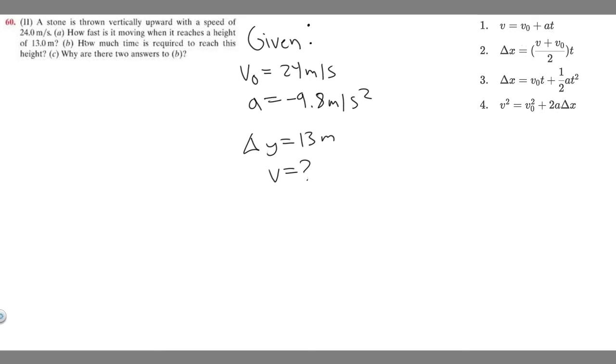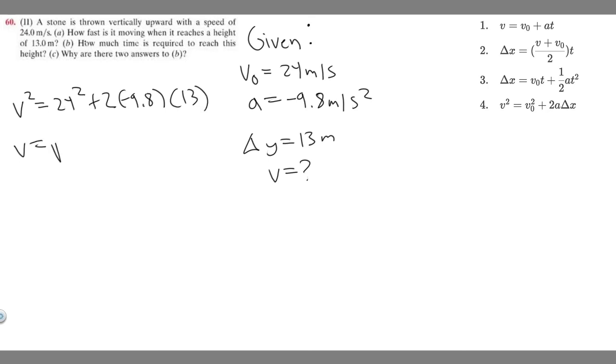If you look at these, the first three require time, and we're not given a time, so we're not going to use 1 through 3. We're going to have to use 4. So let's use the fourth equation. Let's plug in. We don't know what v is, so v squared equals v sub 0 squared, so 24 squared, plus 2 times a, which is minus 9.8, times delta y. It says delta x, but just treat it as delta y. It works the same. So times 13.